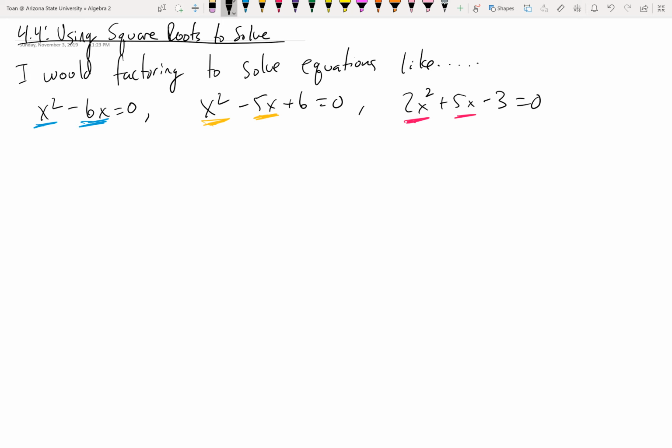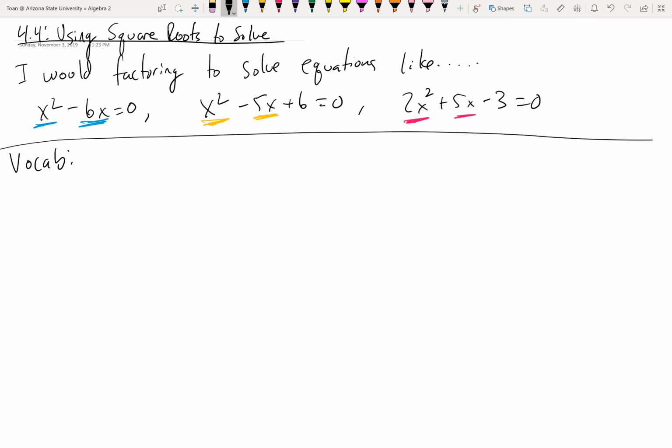using square roots. Well, it sort of makes sense that before we use square roots to solve, we should probably be proficient with radical expressions. To start off, let's just do a quick summary of some vocabulary words that we should have by now, and if we don't, here's a nice refresher.